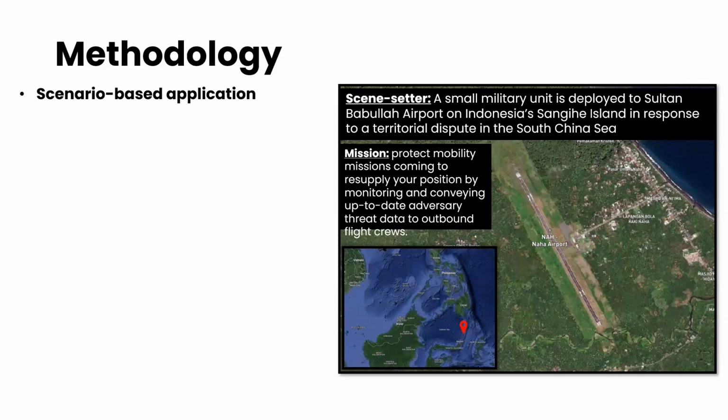it's going to be an exercise essentially where I will be acting the part of a GeoInt analyst that's been tasked to a small military unit per an ACE requirement. The unit will be deployed to Sultan Babullah Airport on Indonesia's Sangihe Island in response to a territorial dispute in the South China Sea. And during that time, I'll need to provide an on-the-ground brief to an aircrew that is resupplying the island using the capstone common operating picture that I'm building and the objectives that were mentioned in the last slide.